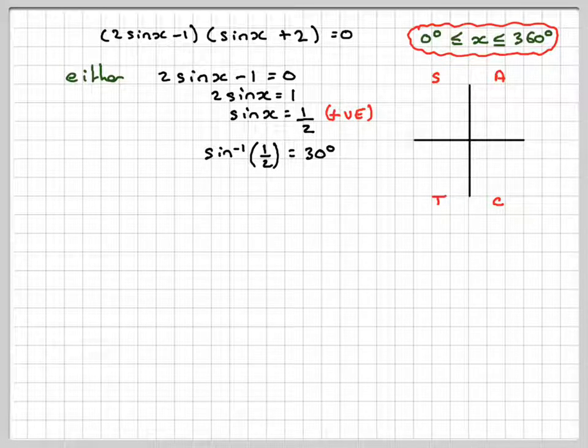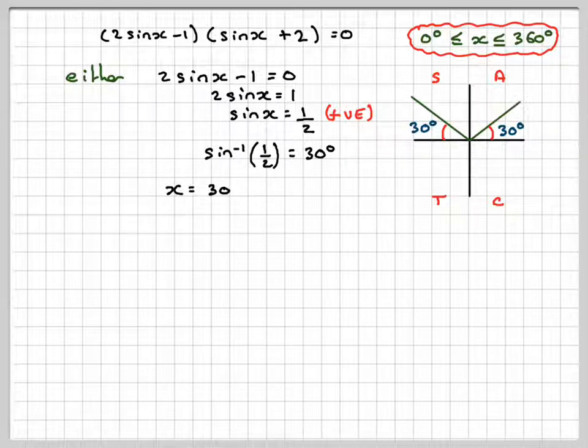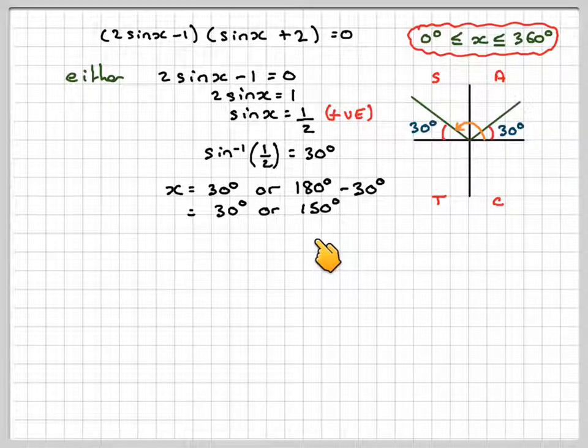Where is sine positive? In the first and the second quadrants, i.e. A and S, we make our angles with the x-axis. So we get x is equal to 30, and the other angle is going to be this orange one here, which we get by doing 180 minus 30. So that's going to give me 30 degrees or 150 degrees.